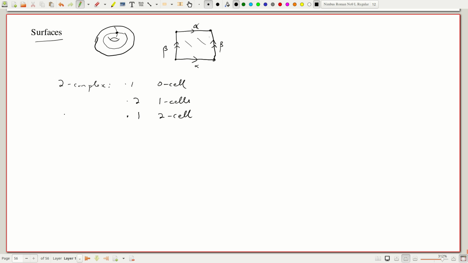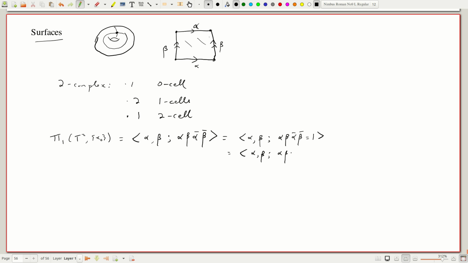So by definition, pi 1 of the torus with x0, which we knew also because it's a product, is given by alpha and beta, with the relation that the boundary alpha beta alpha bar beta bar is 1. This is often written alpha, beta semicolon alpha beta alpha bar beta bar equals 1 for readability. Formally the equals 1 is redundant, but you can also write it as alpha beta equals beta alpha. That is, generators that commute, and this is isomorphic to Z squared.